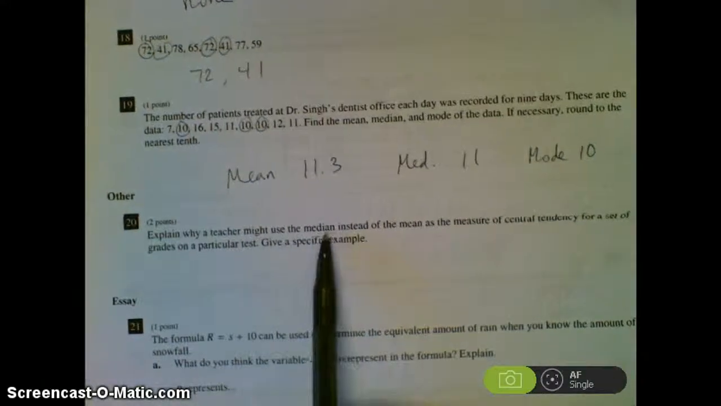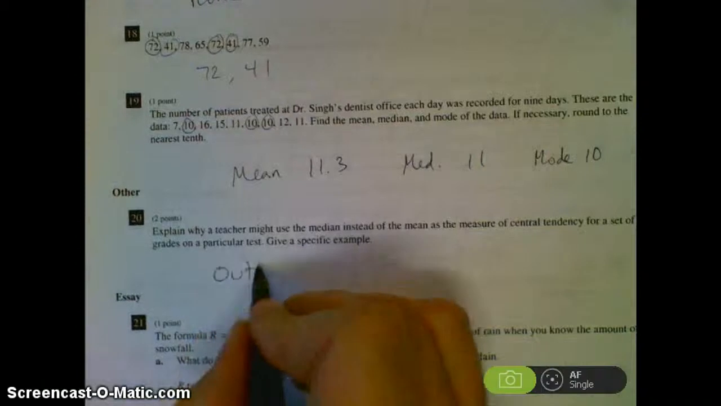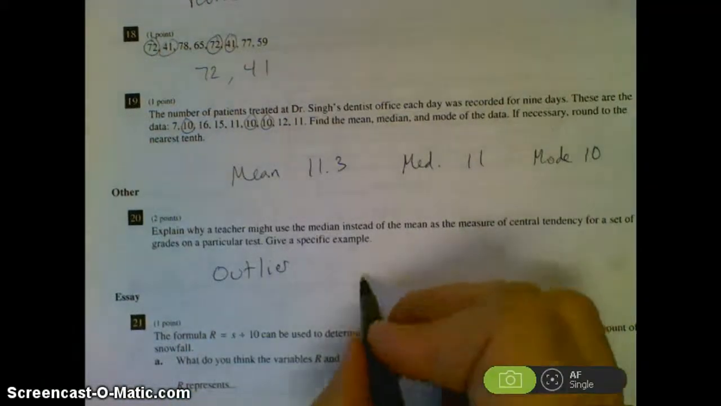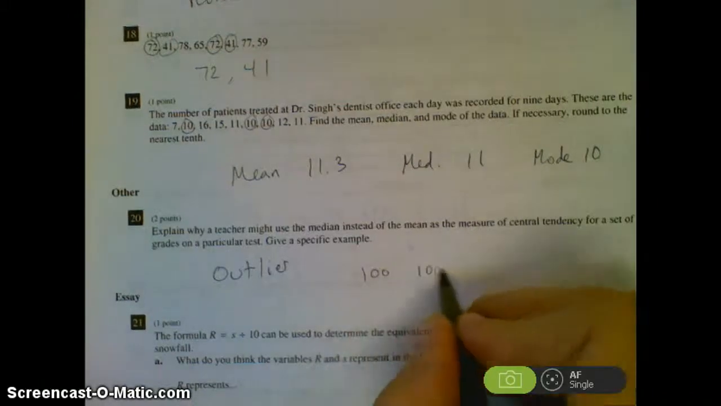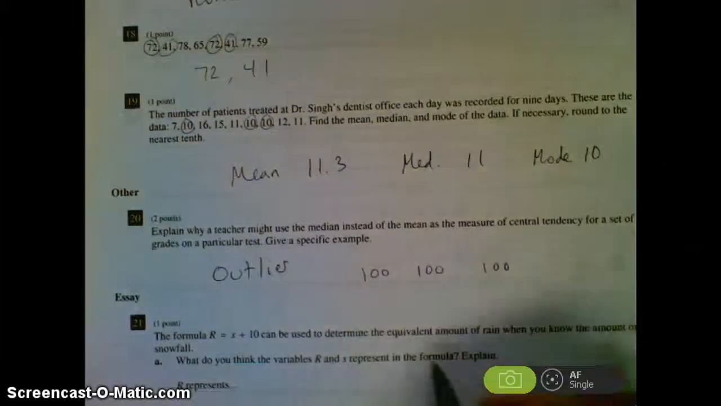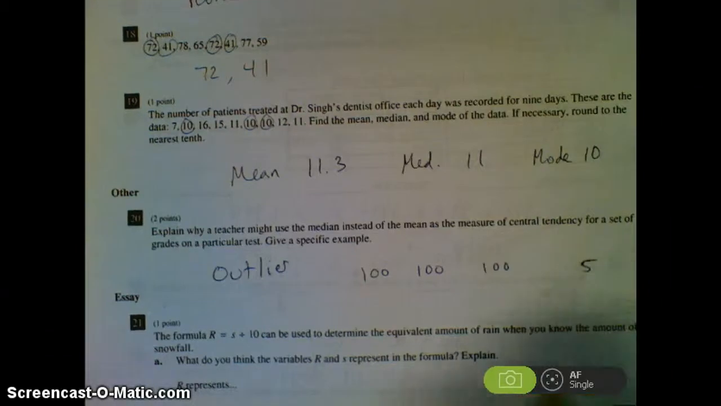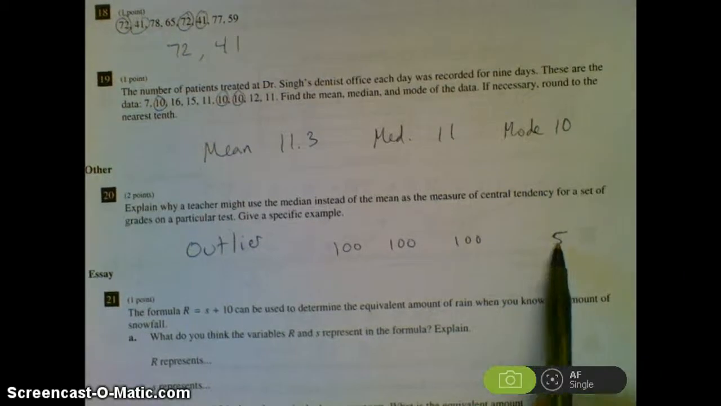Explain why a teacher might use the median instead of the mean. The idea is an outlier. Let's say everyone on the test gets 100%, except for one person. He gets a 5%. He really didn't know what he was doing. That 5 is going to pull down the mean a lot. It's going to pull the mean way down.